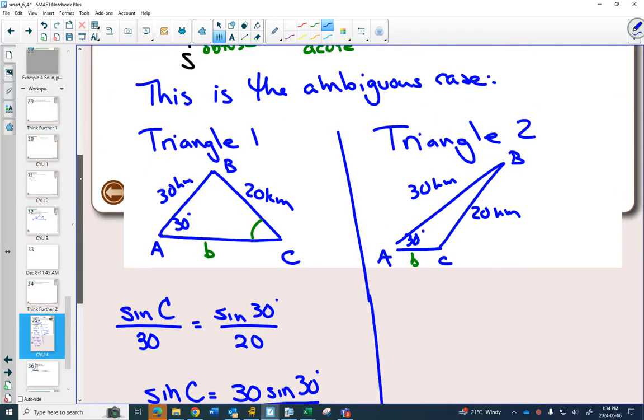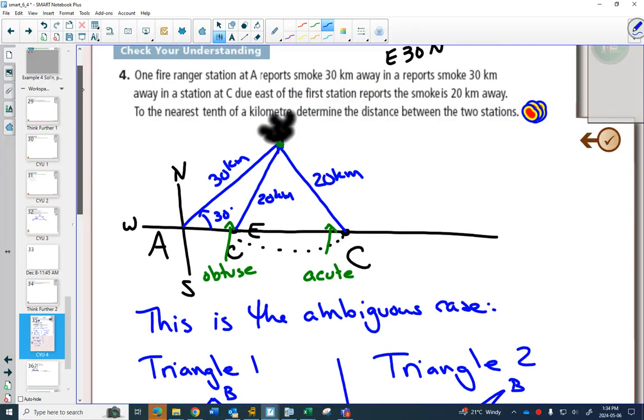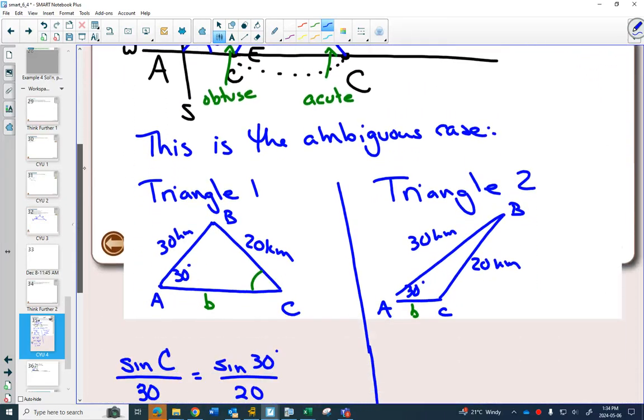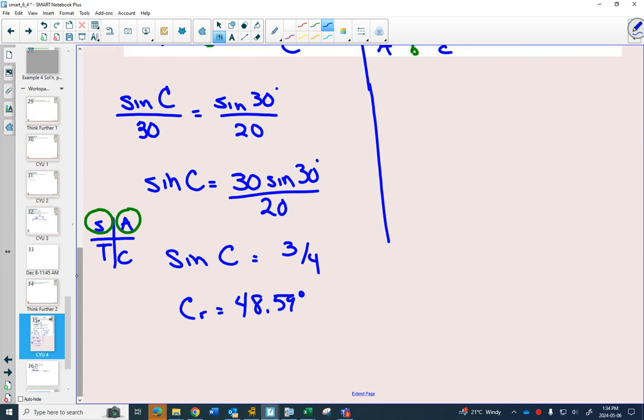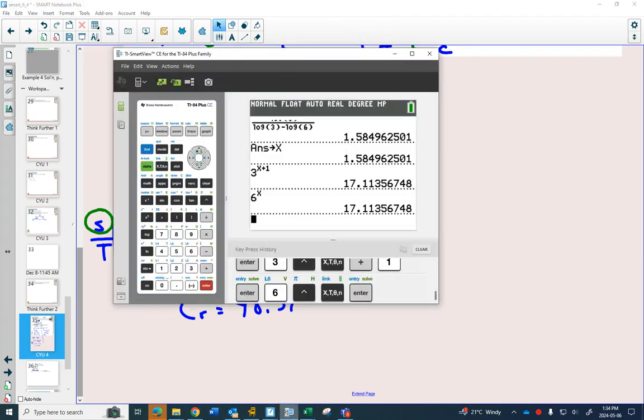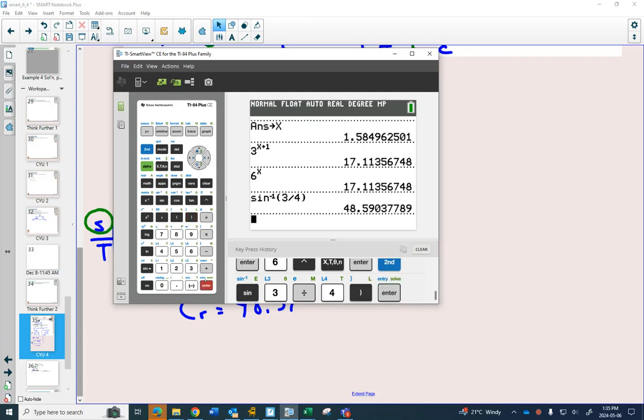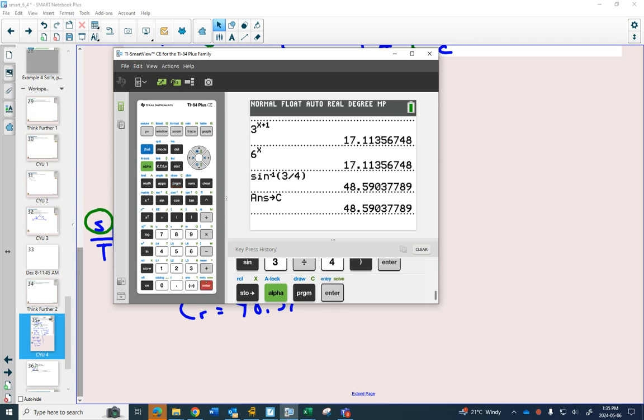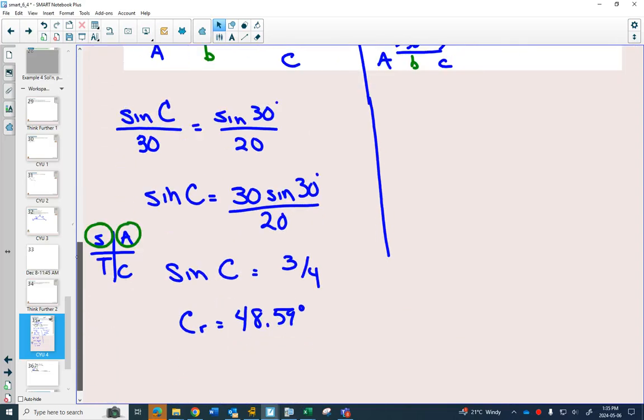That's 48.59 degrees. We only want the nearest tenth at the very end. In fact, I'm going to go to my calculator here, and I'm going to show you that with your graphing calculator, so go second sine inverse of 3 divided by 4. That's my reference angle for C. I'm actually going to store that as alpha C. And my calculator is going to remember that it's C. So C is 48.59.